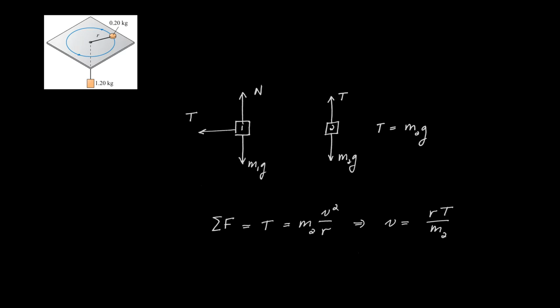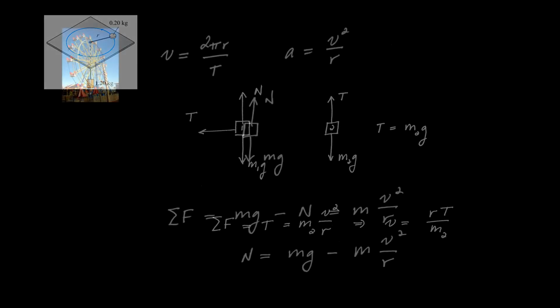And then I just solved that around for the velocity, which is the square root of rT divided by m1. So call it a learning experience. You have to be really careful how you use notation for your masses, because when there are two masses in a problem, you could easily get them confused like I just did.